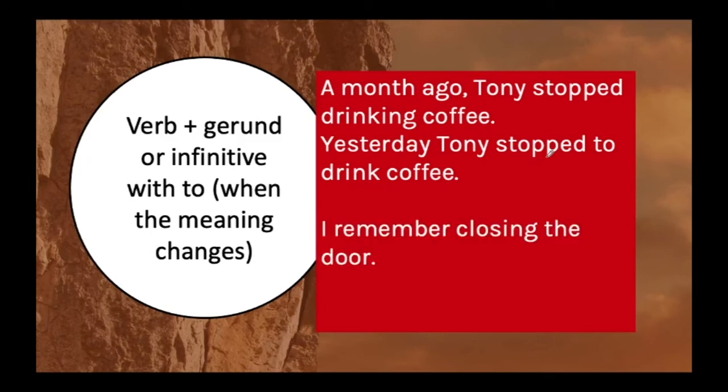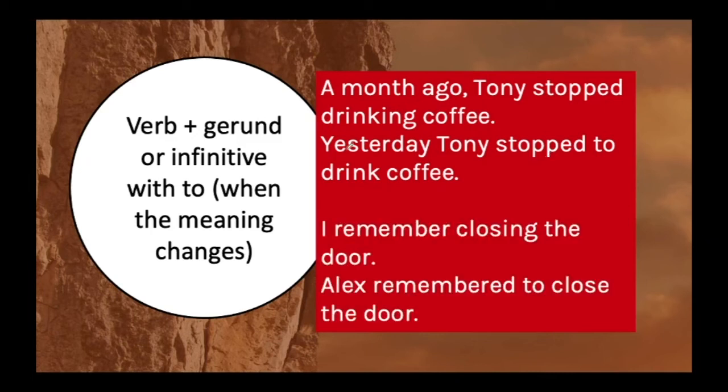And, for example, these other two sentences: I remember closing the door, and Alex remembered to close the door. In this case, when I say that I remember closing the door, it is because I have a mental image of me doing the action of closing the door. I have a memory. If I use remember plus the gerund, what I have in my head is the image. What I have is the memory of me doing the action of closing the door.